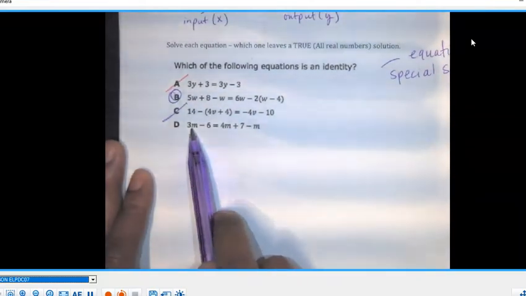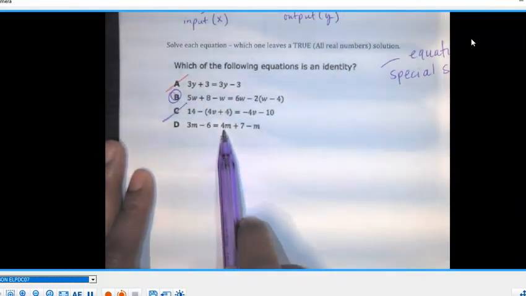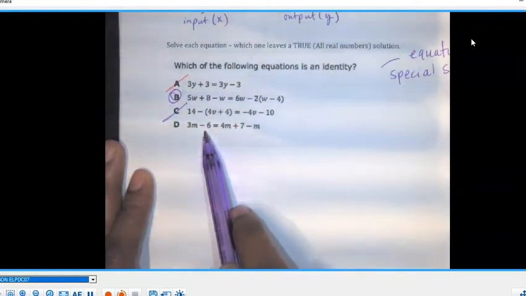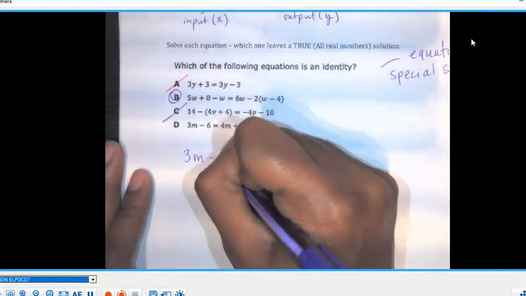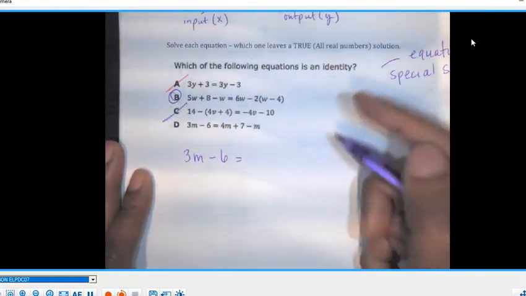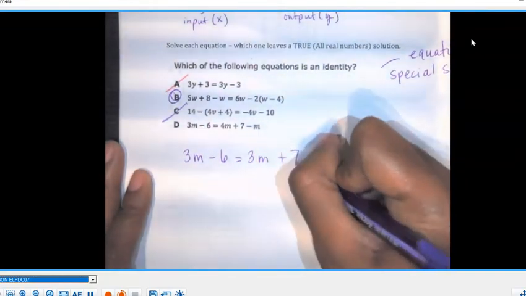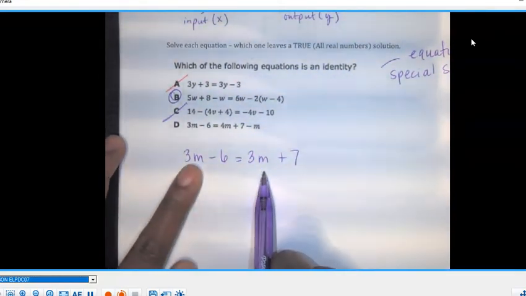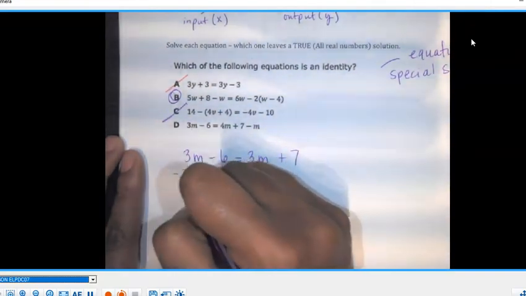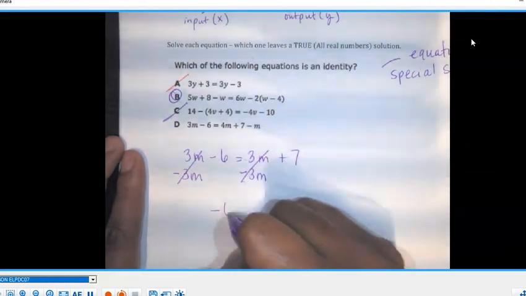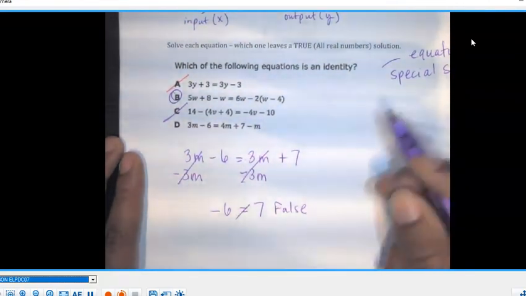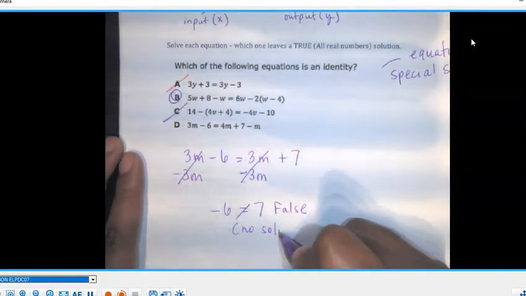Okay, so I have 3m minus 6 equals 4m plus 7 minus m. Well, I can't do anything on this side because they're unlike terms. So let's just drop them down. 4m minus 1m, that's a 3m, plus 7. So look, we got the same number of m's on both sides, but again, move it to the left. So change the sign, inverse operation. Negative 6, does that equal positive 7? No, it does not. So this is a false statement.